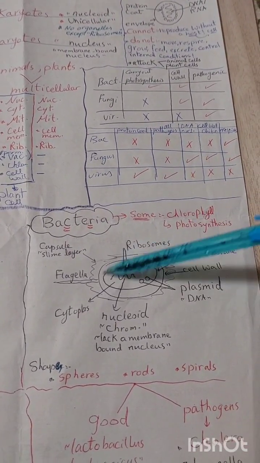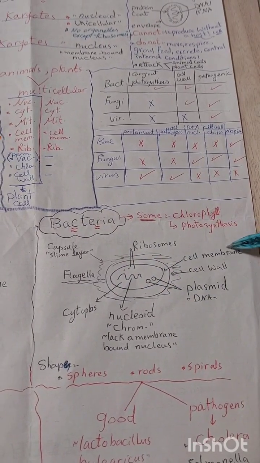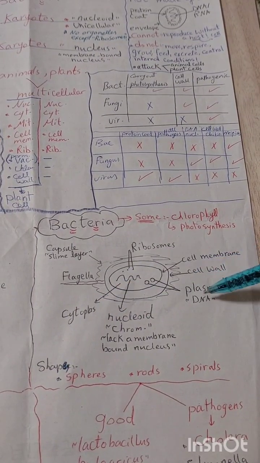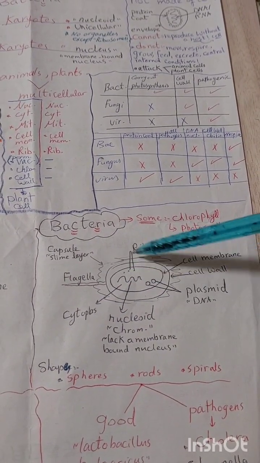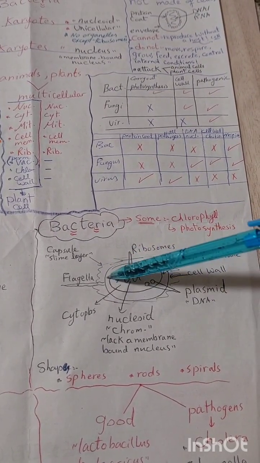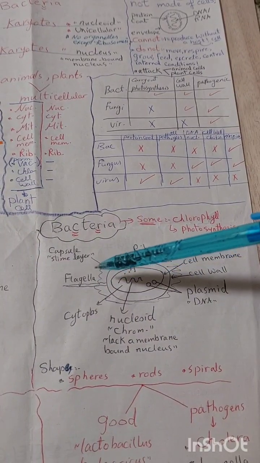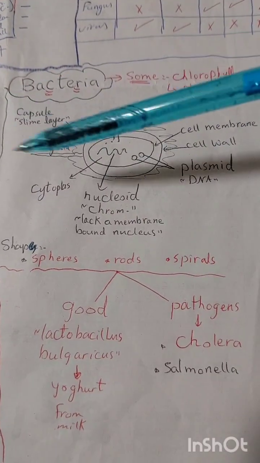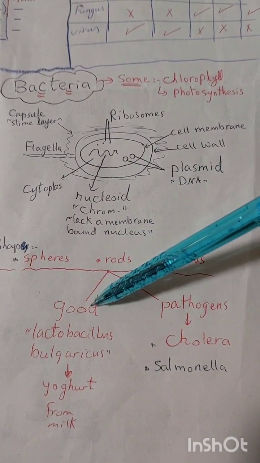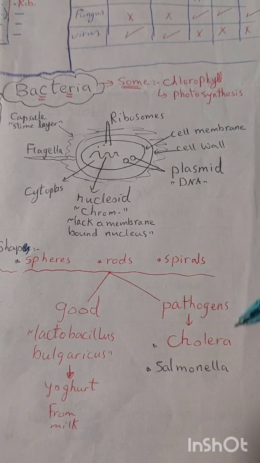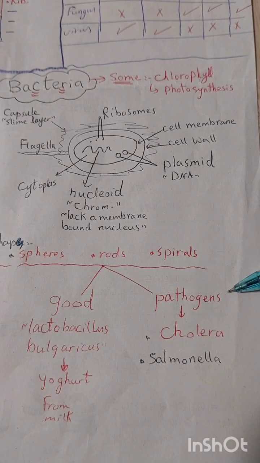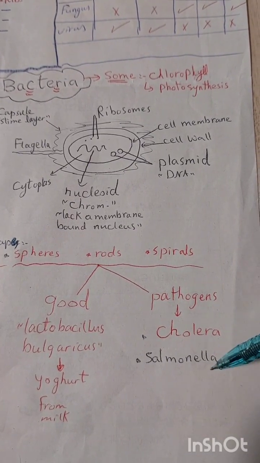Okay, and for the cell, as you see here, cell membrane, cell wall, nucleoid, cytoplasm, plasmid, and only one organelle, ribosomes. Okay, and you can find here slime layer and flagella. And there are three shapes of bacteria, and bacteria may be good, may be bad. Bad means pathogens. Good like lactobacillus in yogurt, and pathogens like cholera and salmonella.